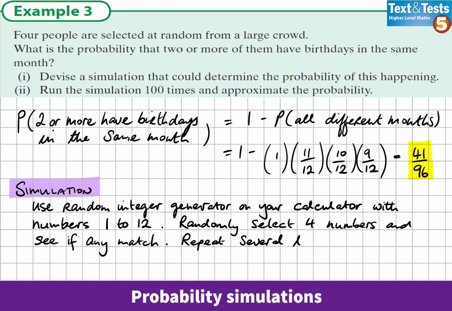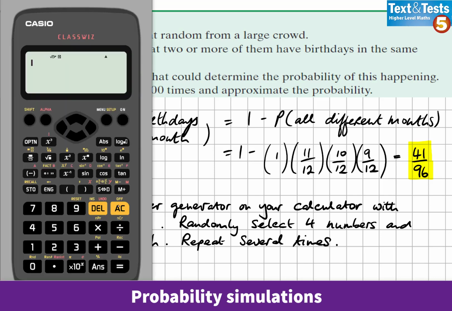If you take out your Casio calculator, what you would do is press alpha and the rand int button where the decimal point is. So we set the parameters as 1 and 12, and then just keep pressing equals. And every time you press equals, it generates a new number. So if you do this in groups of 4, let's see when it will happen that they would repeat.